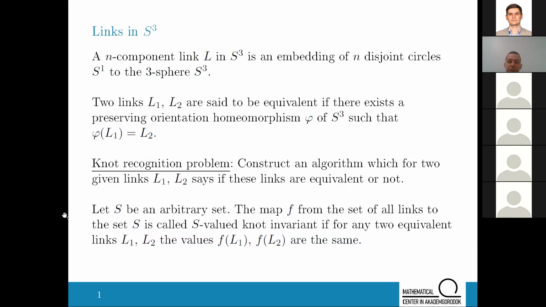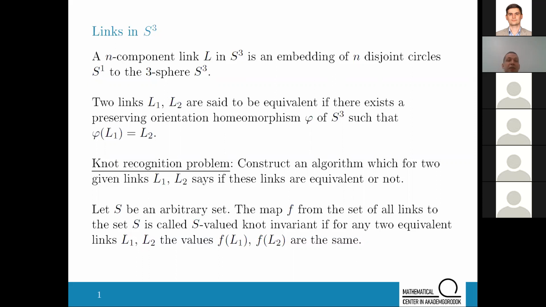And usually invariants must satisfy three conditions. I mean, if I want to call an invariant good, this invariant should satisfy three conditions. First, it must be easy to calculate the value F of L on any link. Second, for two given links, it must be easy to compare these values. And third, this invariant should be, let's say, powerful. So it must be able to distinguish enough links. Perfectly, all links which are not equivalent, this invariant should distinguish.